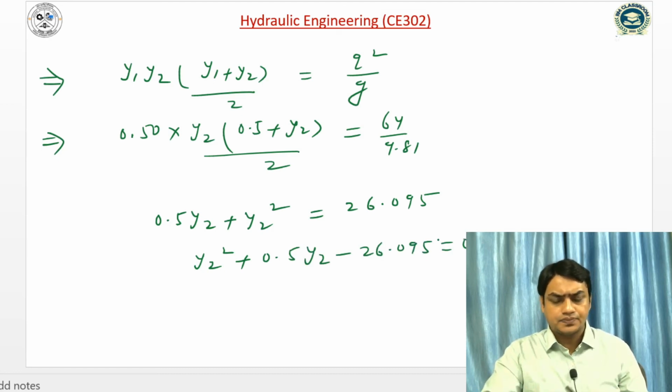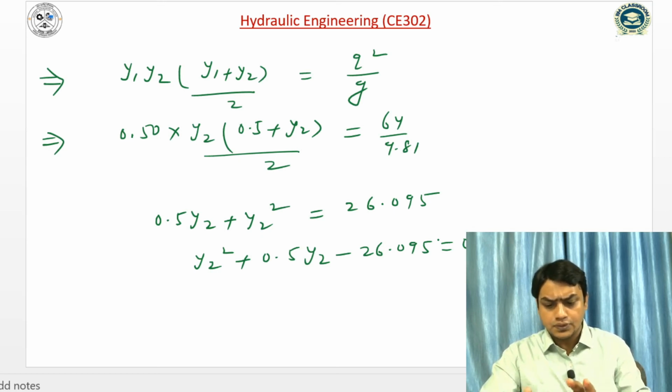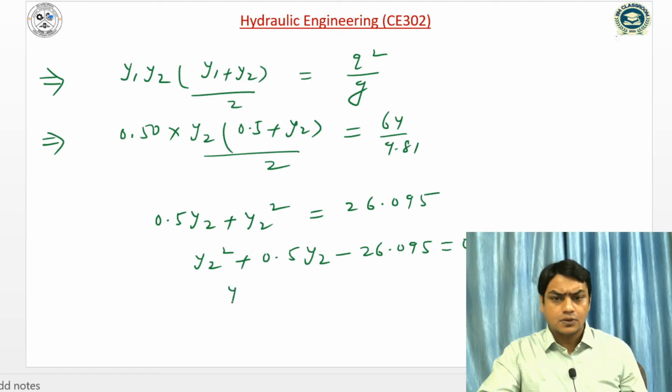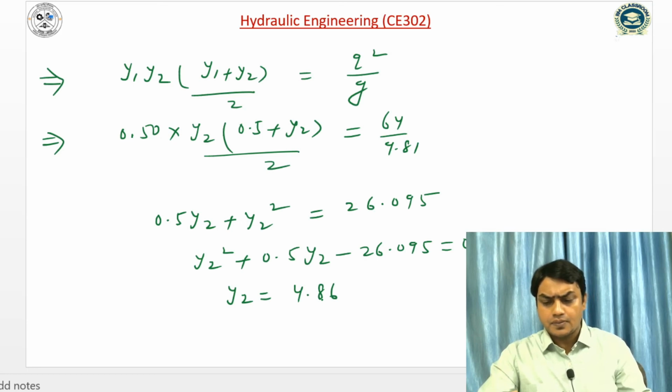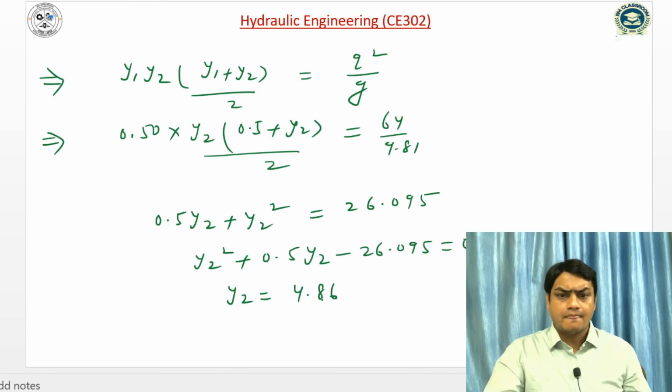So we can compute, that is y2 square plus 0.5 y2 minus 26.095 is equal to 0. So y2 is equal to 4.86 meter.